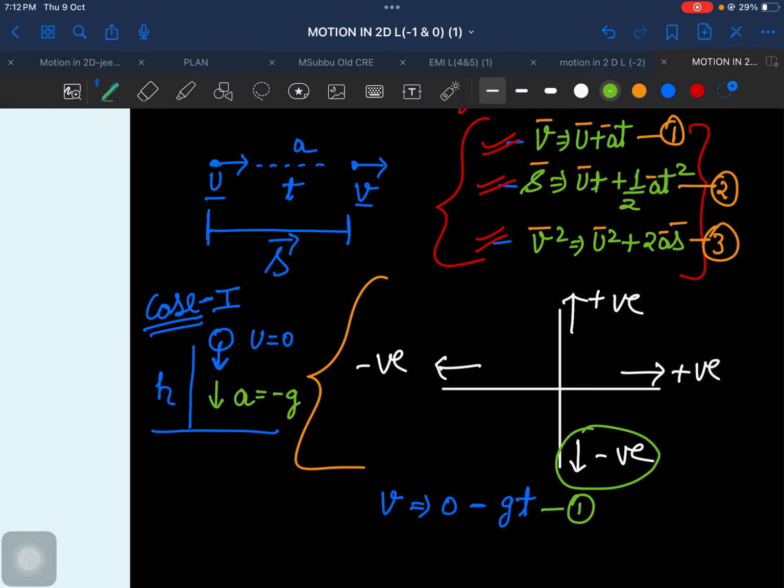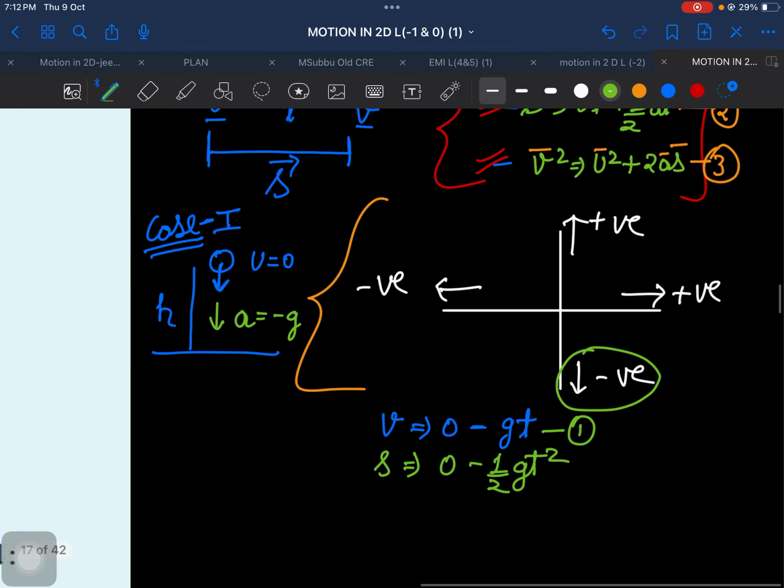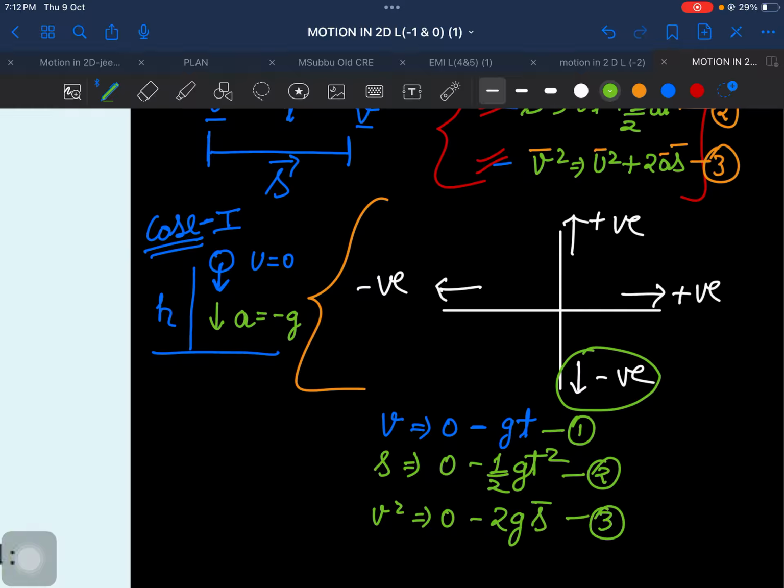Check. Second equation, displacement, right? s equals ut, u is 0, minus half gt square. Just check, all of you. Now the third equation, v square is equal to 0 minus 2g s. Clear? Just check, all of you. This is the second equation, this is the third equation. Is that clear to you?